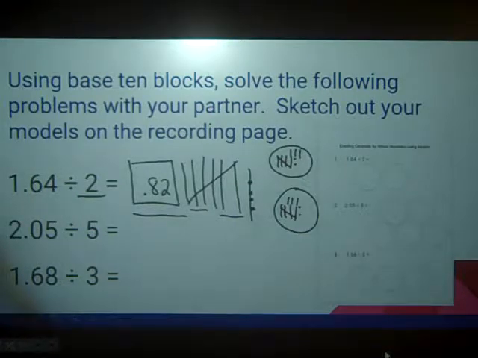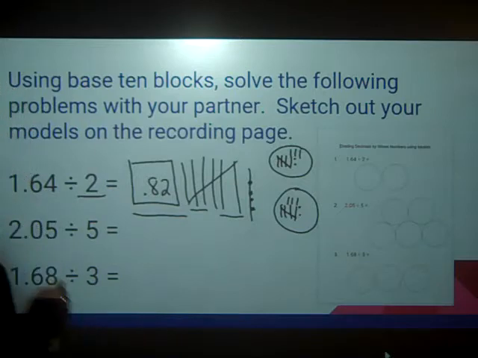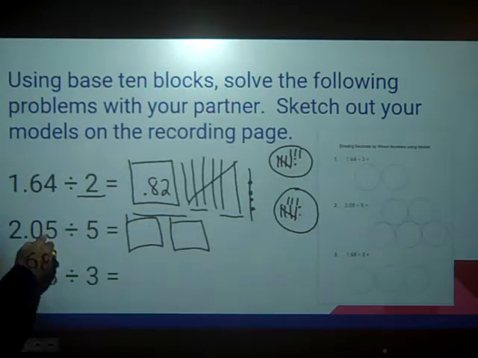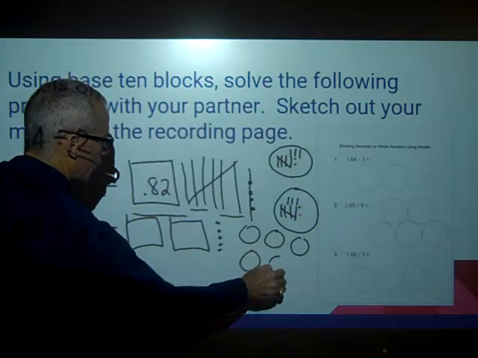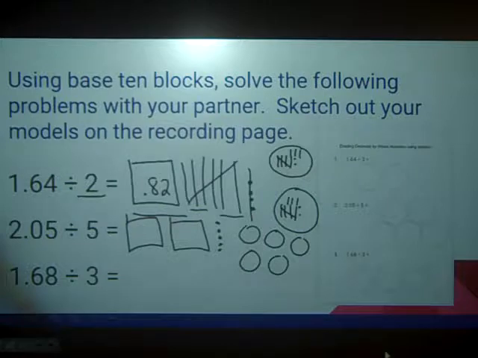Okay, so in your journal, I would like for you to do 2 5/10 divided by 5 real quick. Do the same thing I just did, make a picture: 2 wholes and 5 hundredths, divided by 5 groups. Again, it should be done on the note side.